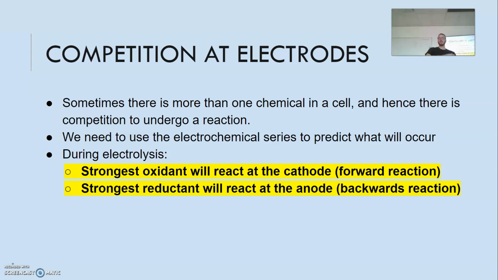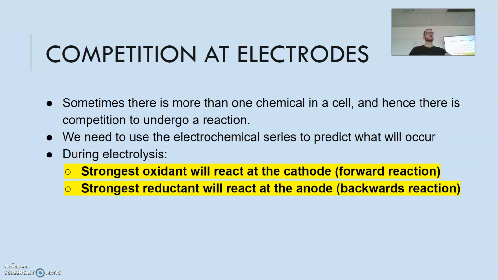When I put water in, i.e. an aqueous solution, we've got four things to consider. Where is water in reference to, in terms of oxidizing strength? Where is water in terms of reducing strength for the components we're looking at? So we need to use the electrochem series to predict what will occur.